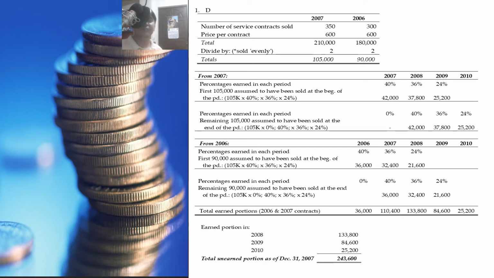So ngayon, since meron na tayong computation for 2007 at saka 2006, ang kailangan na lang natin ay yung mga hindi pa nag-expire. 'Di ba? Yung tapos ng period, ibig sabihin earned na 'yon. So kung ang question ay earned, magkano ang na-earn? So yan yung for the years 2006 at saka 2007. So i-add mo 'yon. 36,000 at saka 110,400. Kapag ang question ay yung na-earn na service contract.